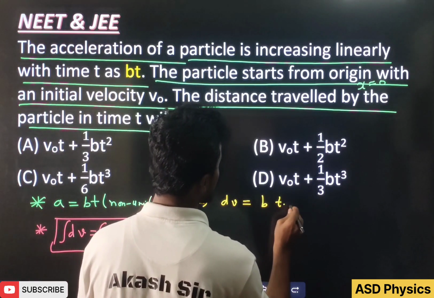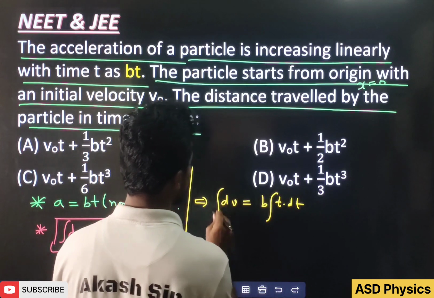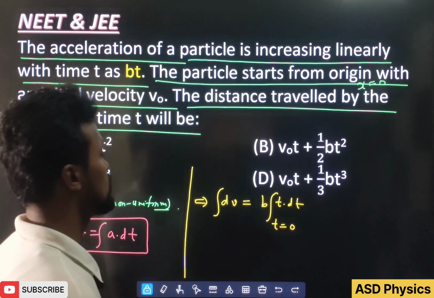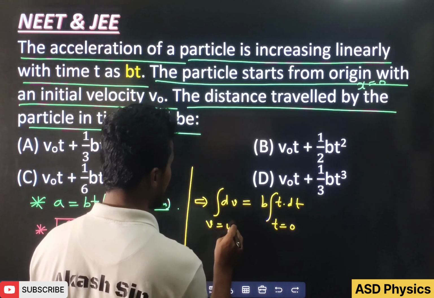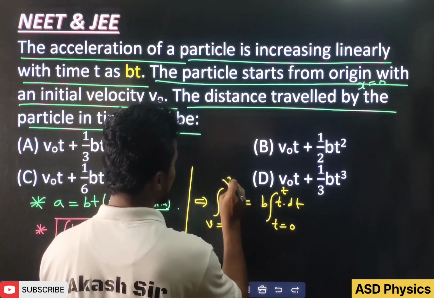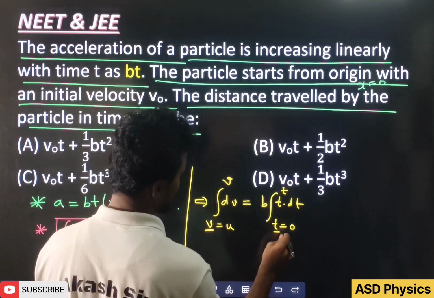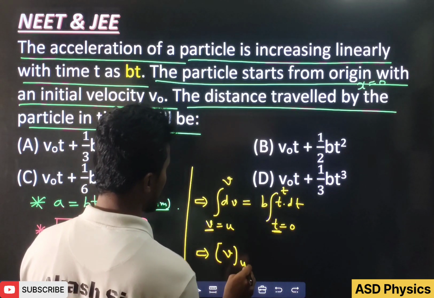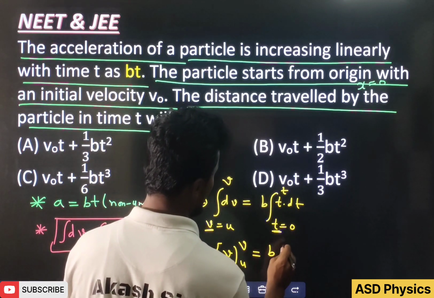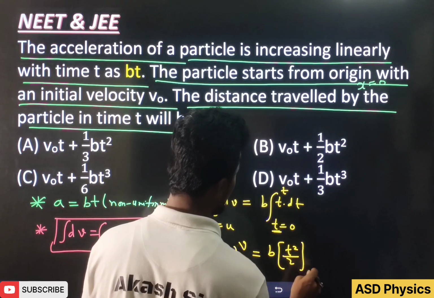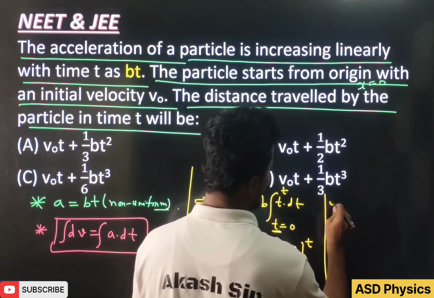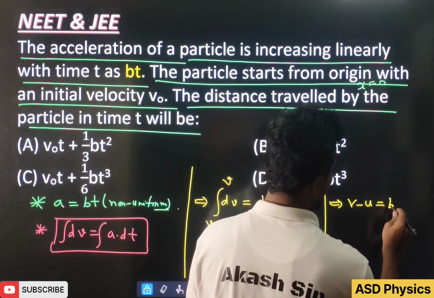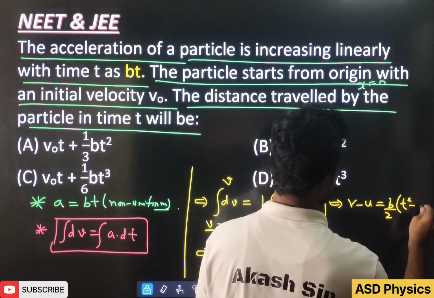Here b is constant, so we integrate t dt. Now let's put the limits here. When the time t equals 0, the initial velocity given here is v equal to u. When the time is t, the final velocity is v. Again, this indicates velocity, and this indicates time. So the integration of dv means v from u to v, equal to b times t dt, which means t square by 2 from 0 to t. So it will become v minus u, upper limit minus lower limit, equal to b by 2 times t square minus 0 square.